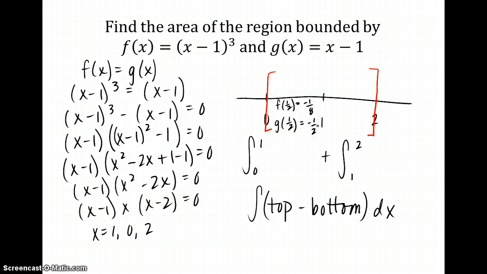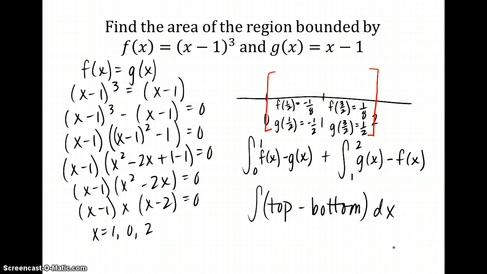So which function would be on top? F would be on top. Negative 1/8 is bigger than negative 1/2. So this integral, if I test 3/2, I would get positive 1/8 in F and positive 1/2 in G. So now which function is bigger on the interval between 1 and 2? 1/2 is bigger than 1/8. So the line would be on top of the cubic.